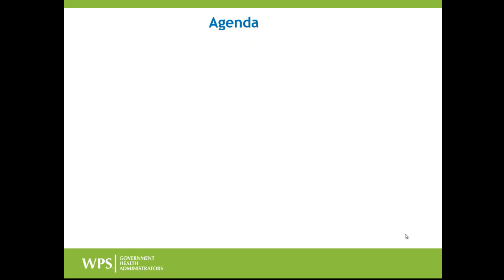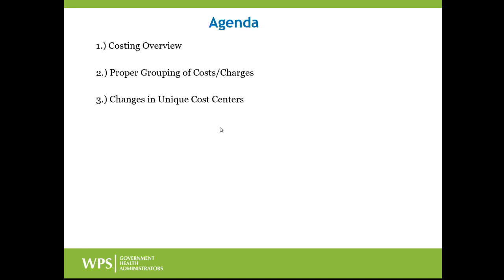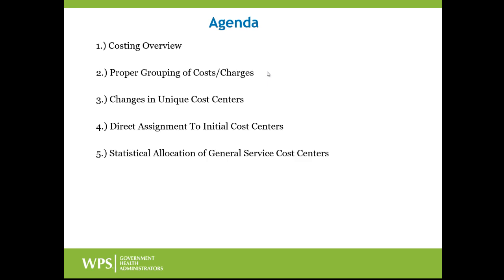So first of all, let's go ahead and take a look at the agenda. We will go through an overview of costing in general, what that really means when we talk about it, what the purpose of it is. We will talk about the proper grouping of costs and charges. We'll look at how to request a change in unique cost centers, the direct assignment of costs to initial cost centers. We'll talk about what that means. The statistical allocation of general service cost centers.